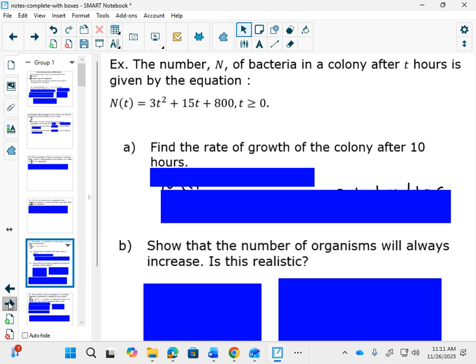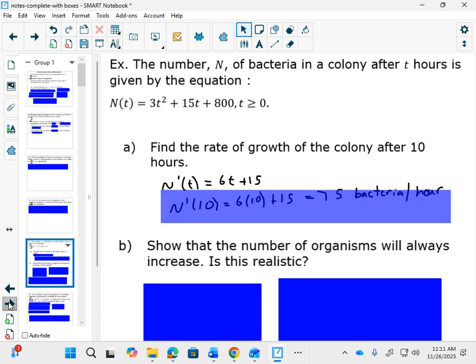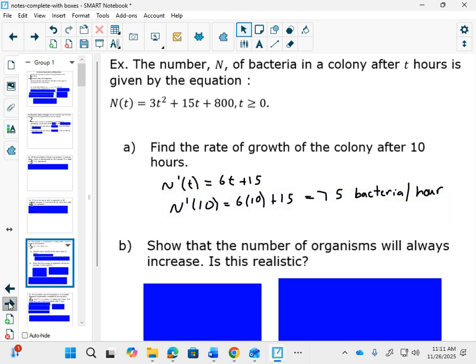So what's happening after 10 hours? Are these bacteria increasing, decreasing? What number would I get? Well, I could find my derivative. It's a really easy derivative in this case, 6t plus 15. And if I plugged in 10, the instantaneous rate of change at 10 hours is that you would expect 75 more bacteria in the next hour.